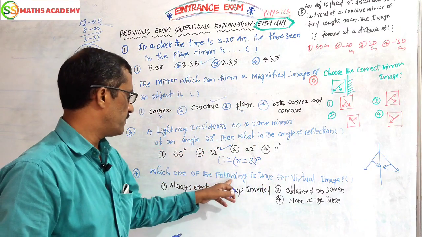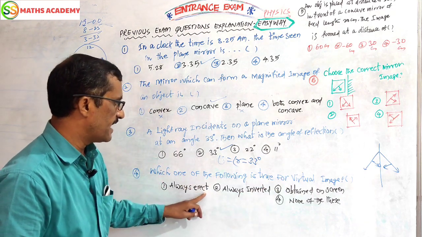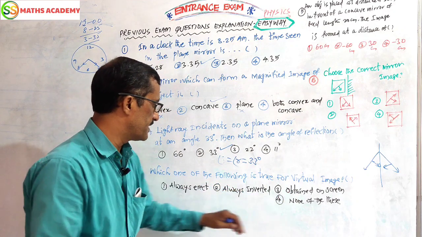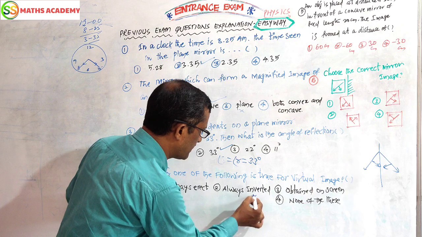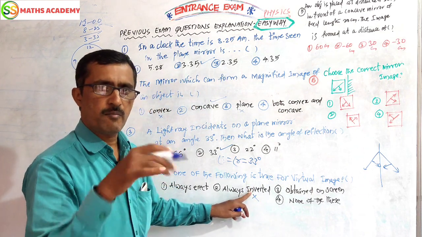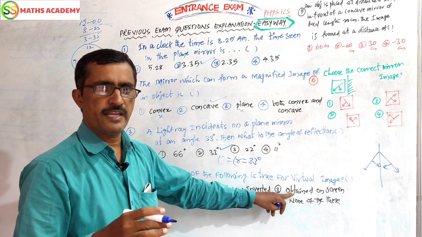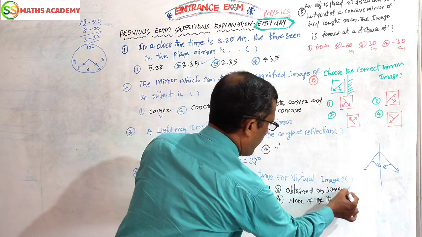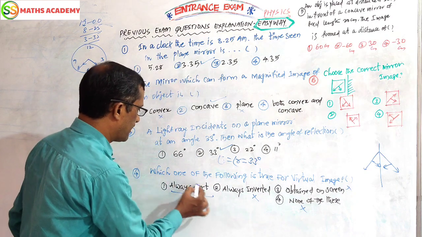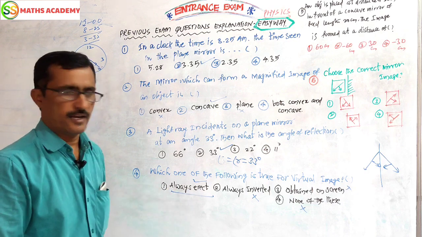So which one of the following is true for virtual image? Always erect, always inverted, obtained on screen, none of these. Always inverted is not the correct answer, because only a real image is inverted. Top goes to bottom, bottom goes to top. Obtained on screen: a virtual image cannot be obtained on the screen, so it is also a wrong answer. None of these is also not the correct answer. Always erect means top will be top, bottom will be bottom. So it is the correct answer.